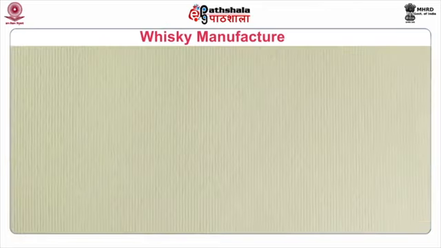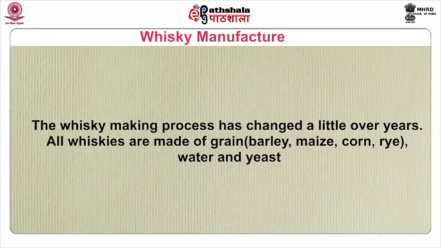Now we'll discuss whiskey manufacturing. The whiskey-making process has changed a little over the years. All whiskies are made of grain, barley, maize, corn and rye, water and yeast. Most distillers use barley as a grain, especially for Scotch whiskies. Distillers also require a lot of pure cold water to make whiskey. Most of them use spring water, but large sources and even town suppliers are also used. Yeast is also used in whiskey making for fermentation.